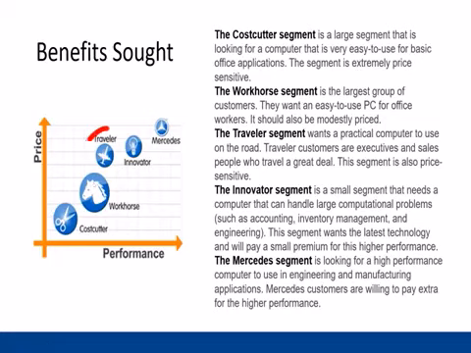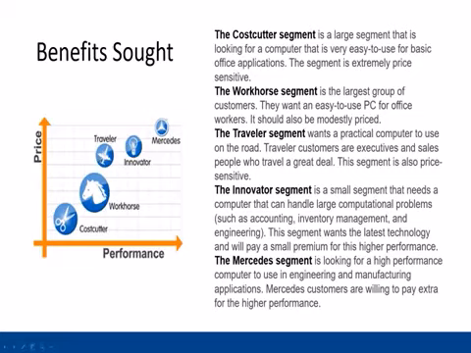The traveler segment is going to want something that is a little more portable. They're willing to pay a little bit more for it. They're looking for around the same level of performance, but they're looking for a benefit of being able to move their computer around. The innovator segment is looking for the latest technology and is willing to pay a little bit more for that. And if you look at the traveler versus the innovator, they're willing to pay around the same price, but they're looking for different things in their computer.